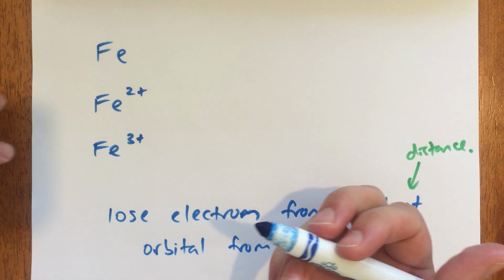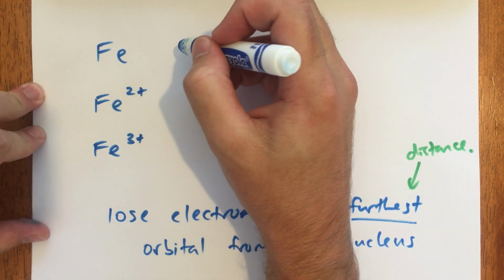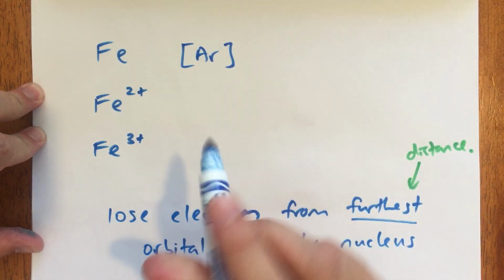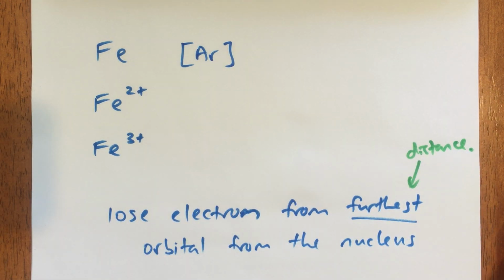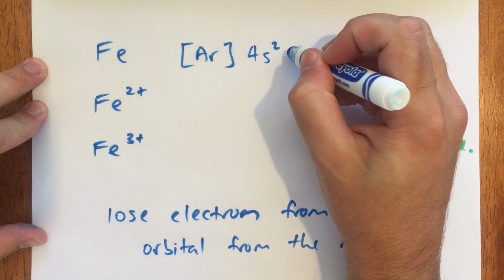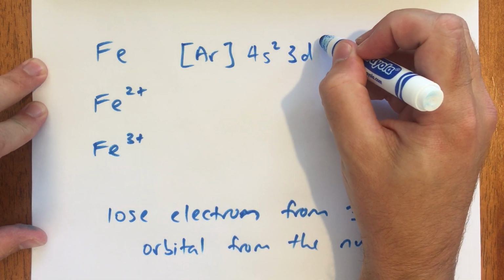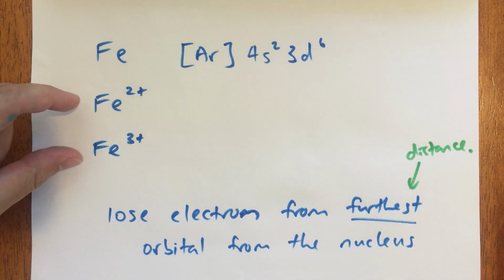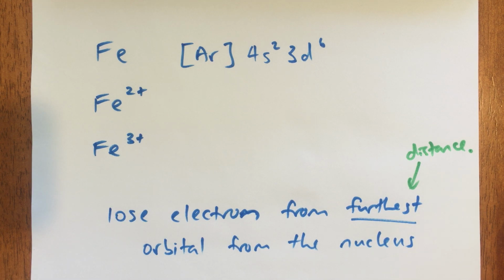Fe is element number 26. So its configuration would be the argon configuration, which is 1s2, 2s2, 2p6, 3s2, 3p6. Then we would add on 4s2, 3d6. That's the electron configuration for iron as an element. Now you can see it forms two different cations there, one with a 2+ charge, one with a 3+ charge.